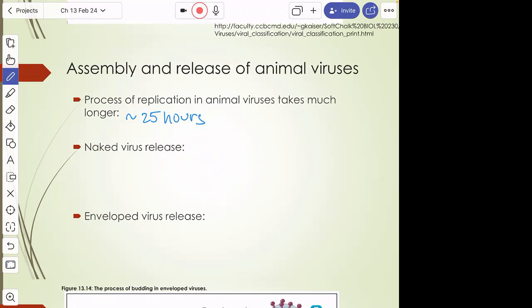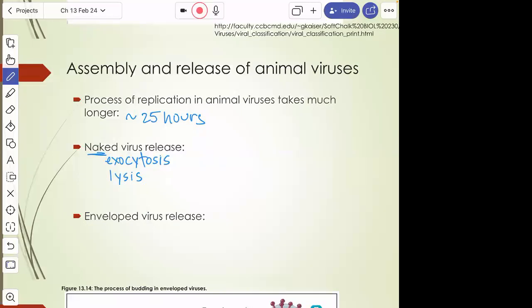And then, let's see, some different ways that release from the host cell happens. Naked viruses can be released through exocytosis. It's the opposite of endocytosis, right? Or lysis. Your book doesn't give a graphic to show that, but remember, if it's a naked virus, it doesn't need to acquire any kind of membrane, so it can just be released from the cell.